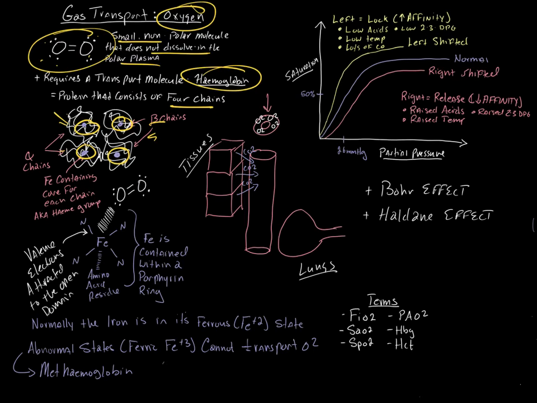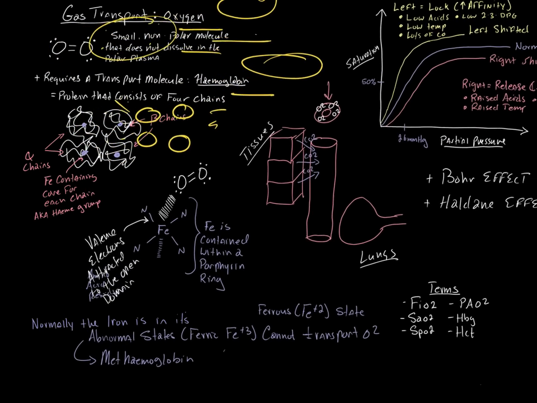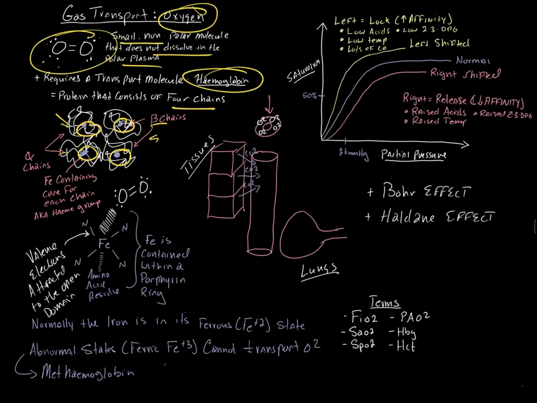And the iron is coordinated. So the iron atom coordinates with nitrogen. So you got one here, one here, one here, so the sides. And then you have an amino acid residue connecting to the bottom, which means the only part of the iron that's open is the very top right here. And that's actually where the oxygen molecule comes in and coordinates.